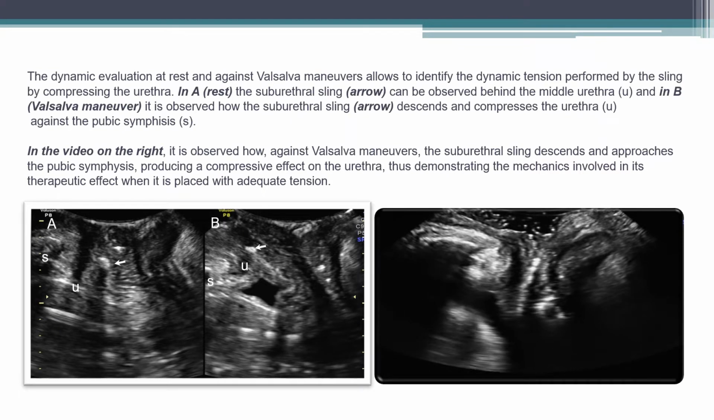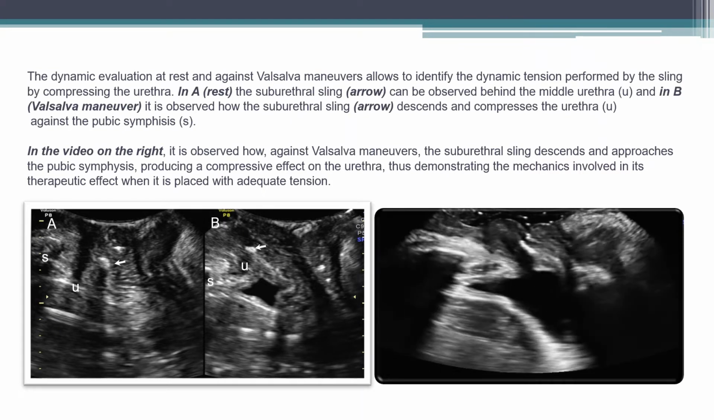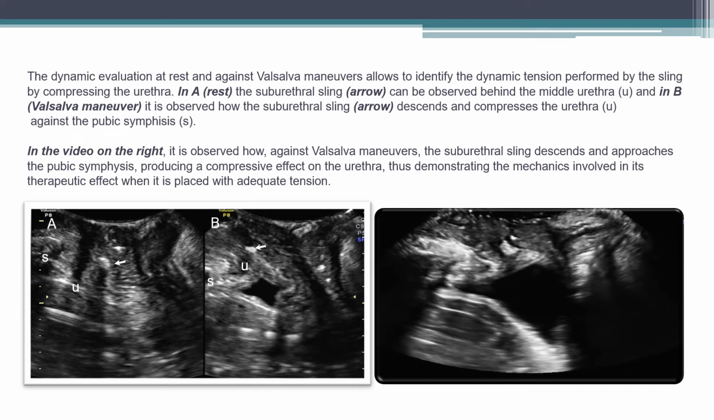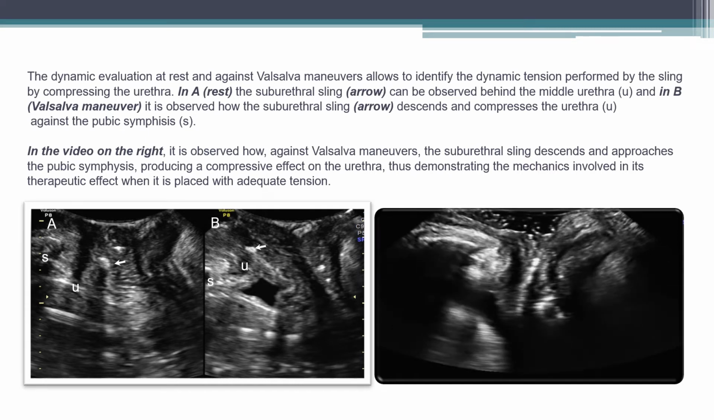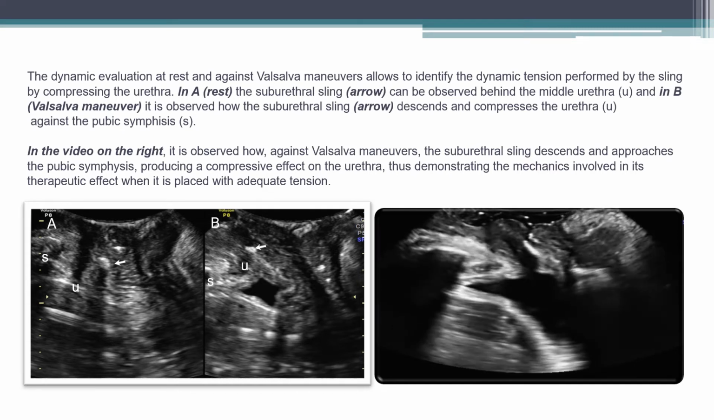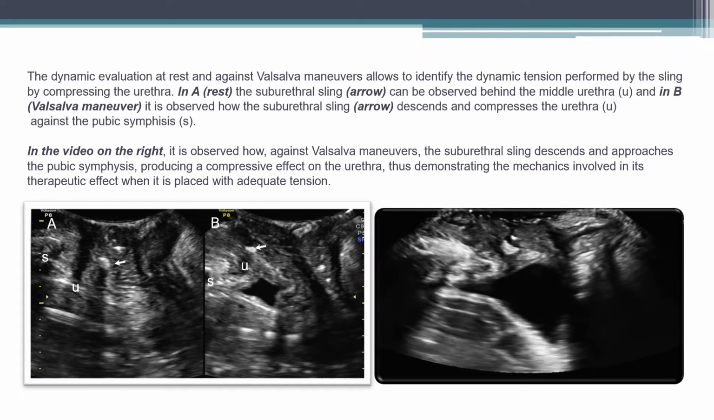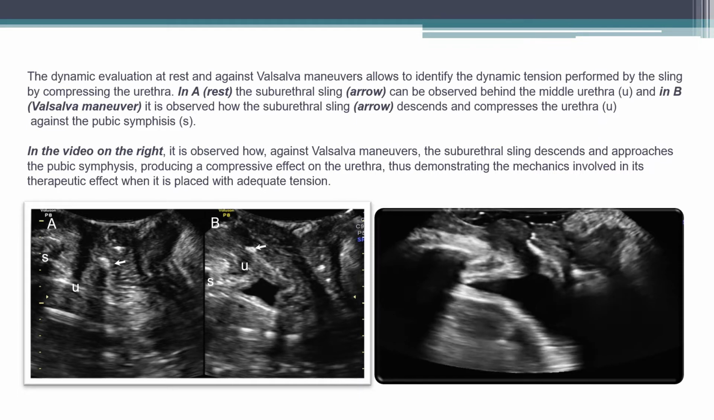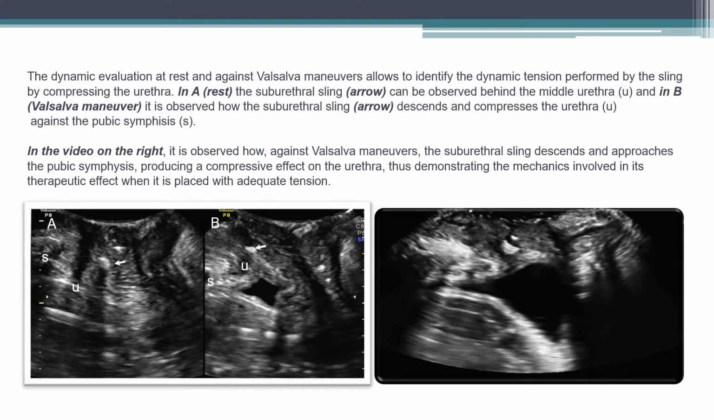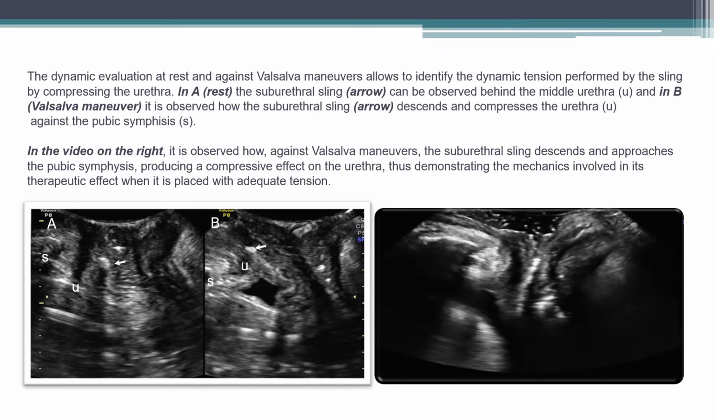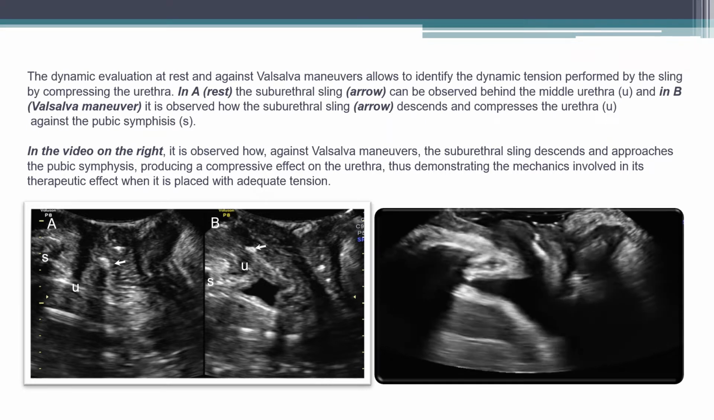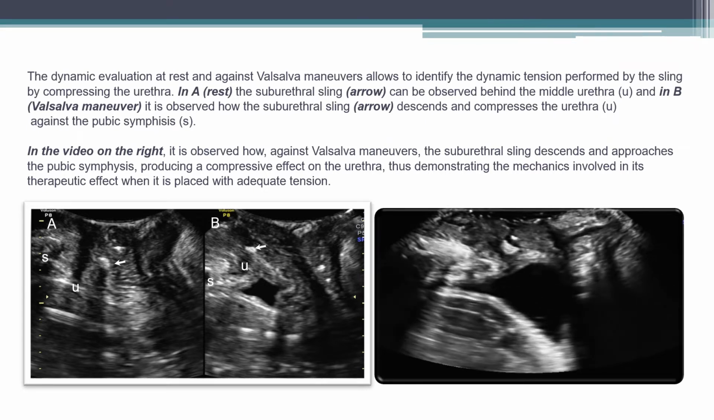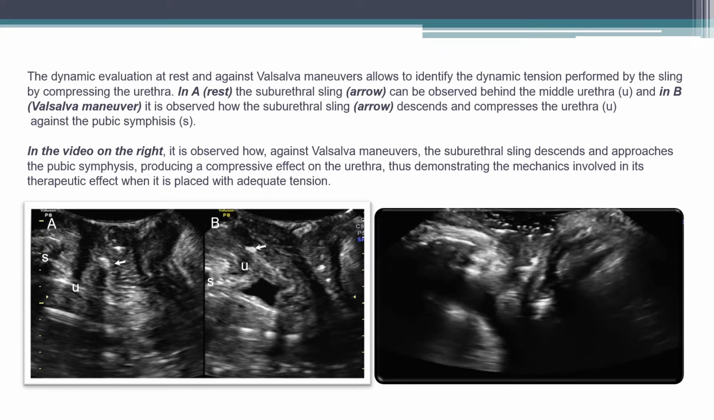The dynamic evaluation at rest and against Valsalva maneuvers allows us to identify the dynamic tension performed by the sling by compressing the urethra. In A, at rest, the suburethral sling, marked with an arrow, can be observed behind the middle urethra, and in B, against Valsalva maneuver, it is observed how the suburethral sling, marked with an arrow, distends and compresses the urethra against the pubic symphysis.